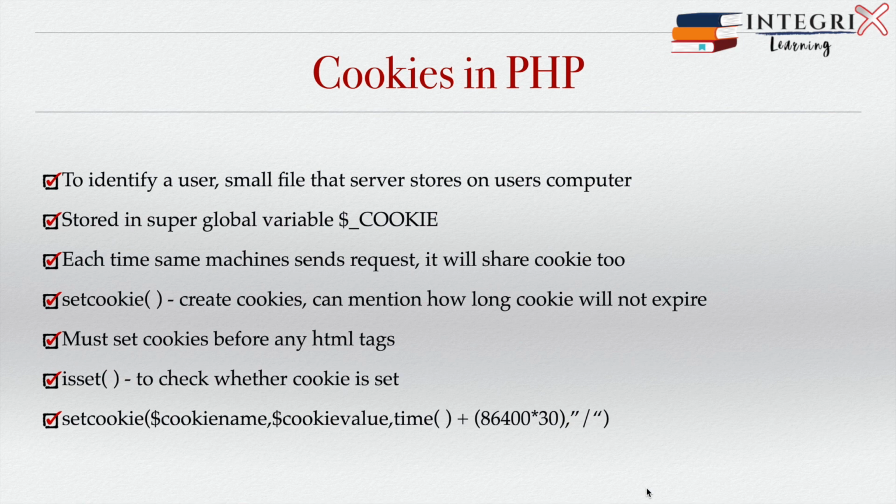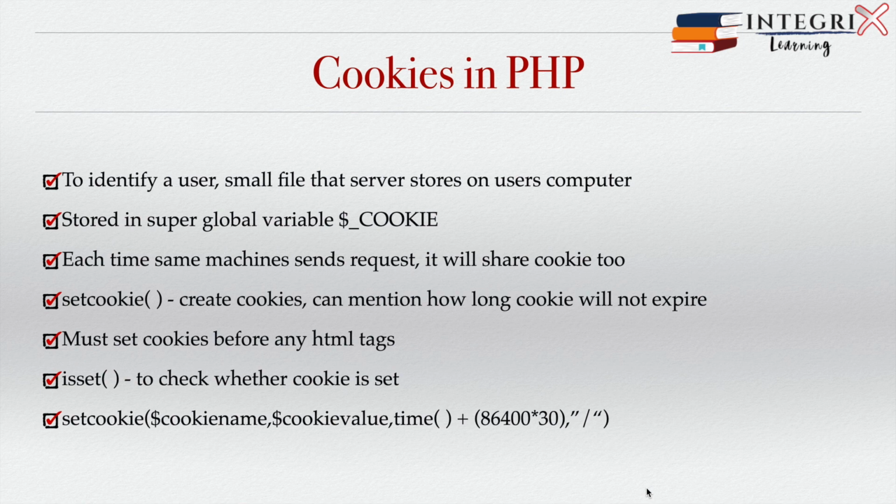There is a super global variable, underscore COOKIE. That variable stores, as an array, the information or the cookies at the user side. Each time a request is received from the same computer or machine, it also shares the cookie information along with it. Just as we used the POST array and GET array when POST or GET methods were used to submit forms, similarly, if cookies are set on the client's computer, they will be returned in the super global variable underscore COOKIE. To set a cookie, we use an inbuilt PHP function called setcookie.